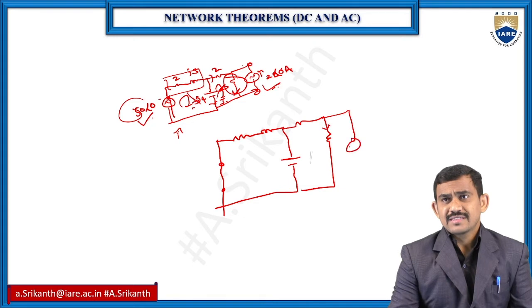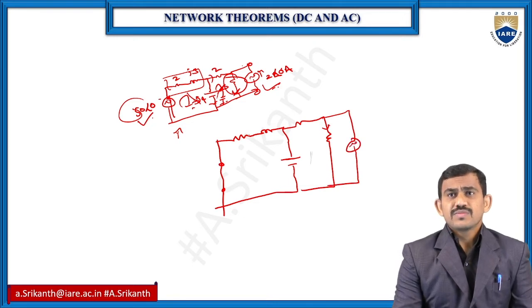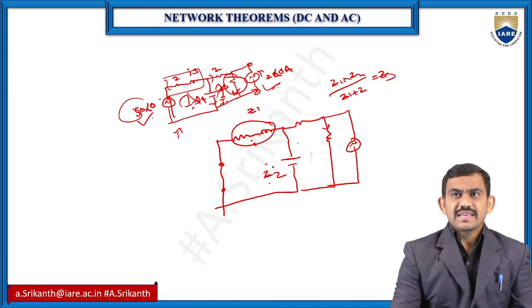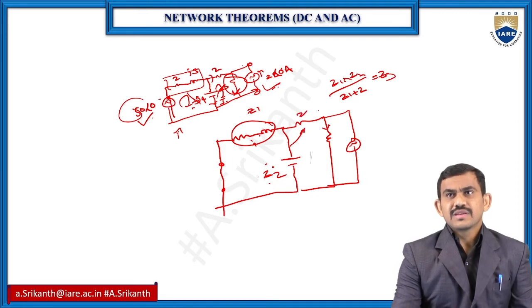For this type of problem, these two are parallel. This is Z1 and this is Z2. So Z1 parallel Z2 gives Z1 into Z2 by Z1 plus Z2. Then we get, suppose, Z3. Z3 is in series with this 2 ohm resistor, so Z3 plus 2. Then we have one impedance here, that is Z3 plus 2, and here I have the 3 ohm resistor.